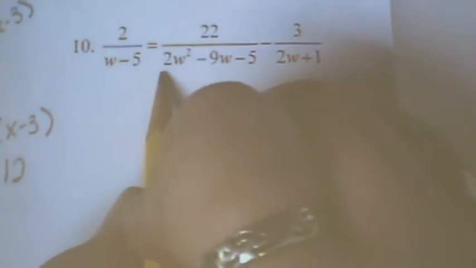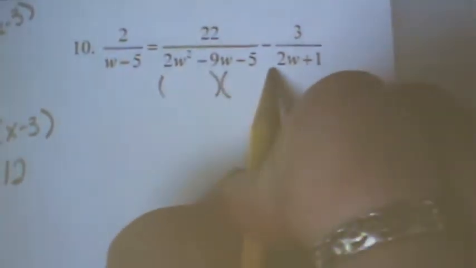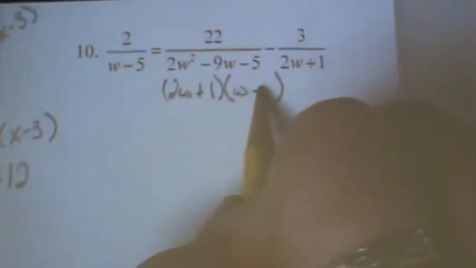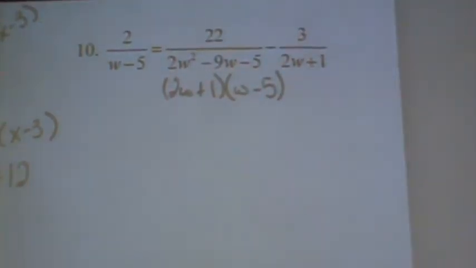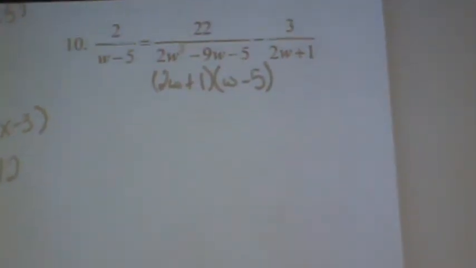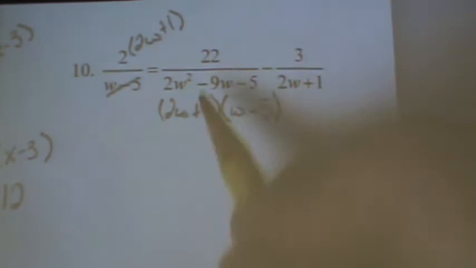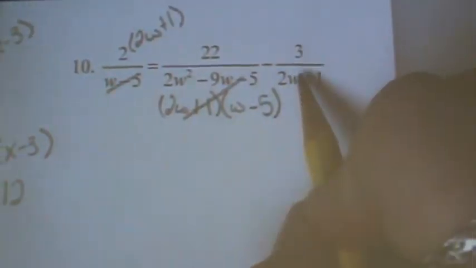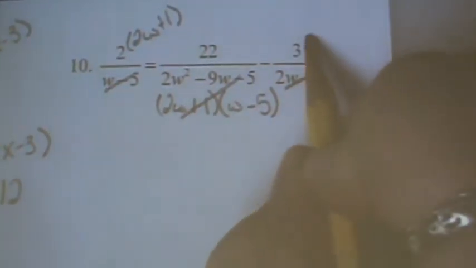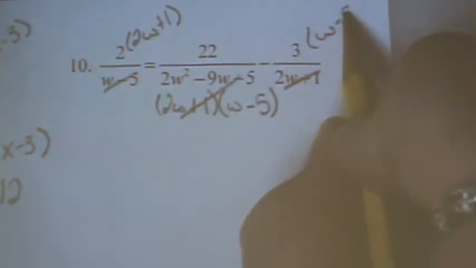Number 10, we're going to factor this. And we'll have 2w plus 1 and w minus 5. So that's what we're multiplying through by. So here, the w minus 5's will cancel out, and you'll be multiplying by 2w plus 1. Here, they'll cancel out. Here, the 2w plus 1 will cancel out, and we'll be multiplying by w minus 5.